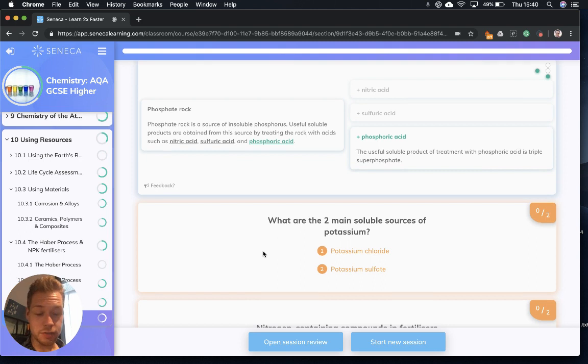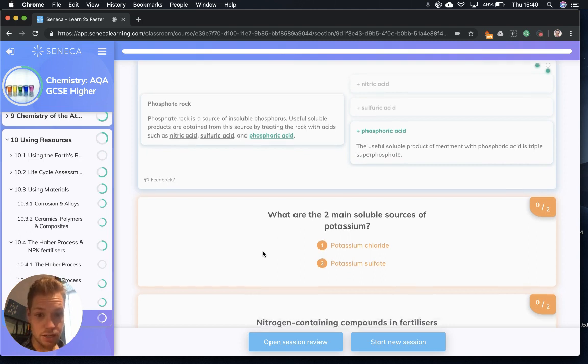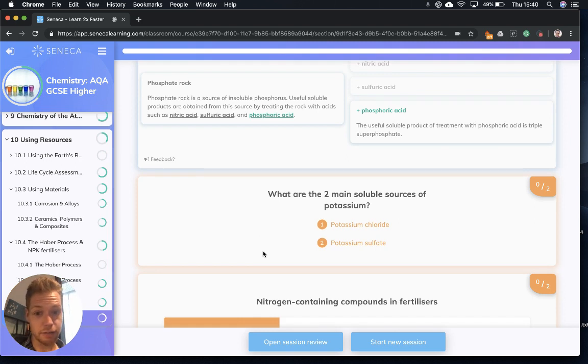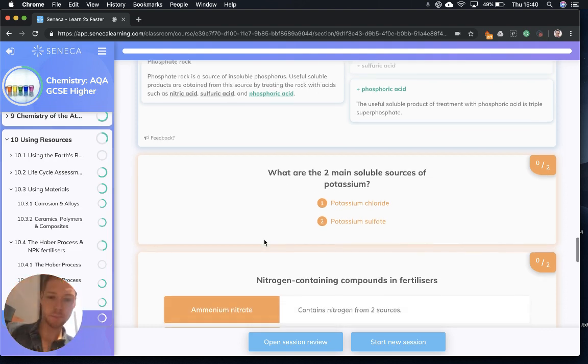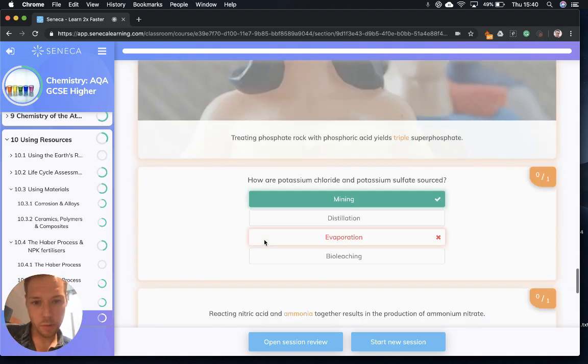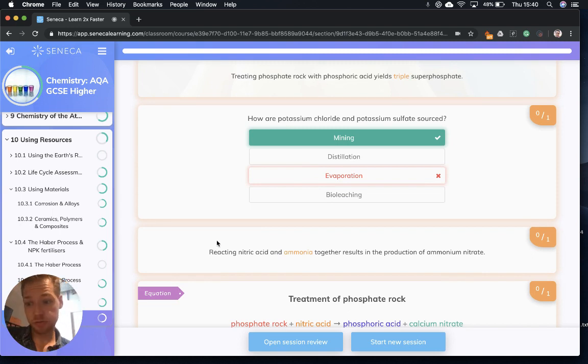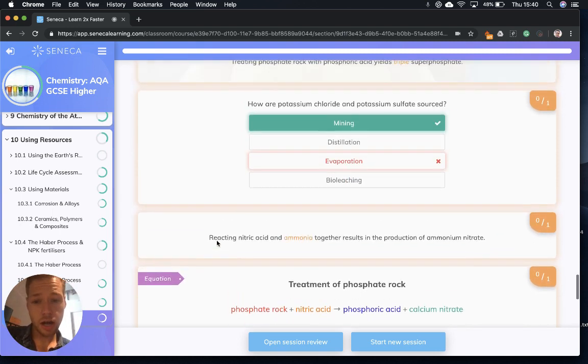So the useful soluble product of treatment with phosphoric acid is triple superphosphate. Because think about it, it's like we're adding phosphoric acid to a phosphate rock. So we get triple superphosphate. Stunning. Okay, so let's have a quick round of quizzing before we finish.